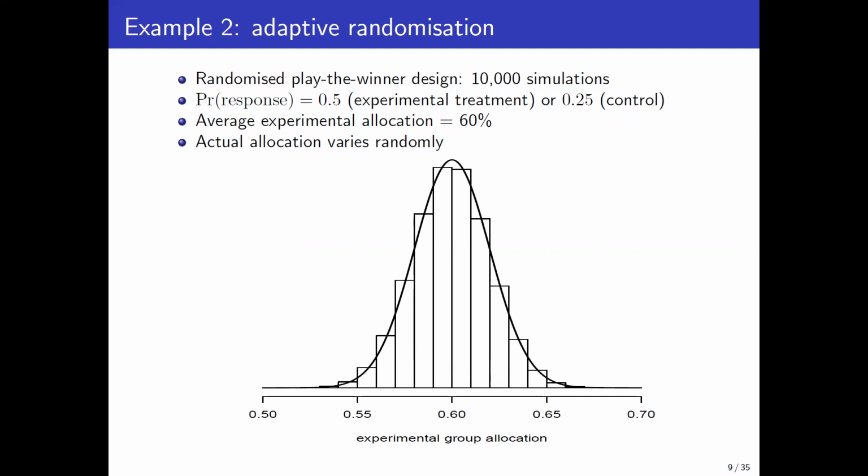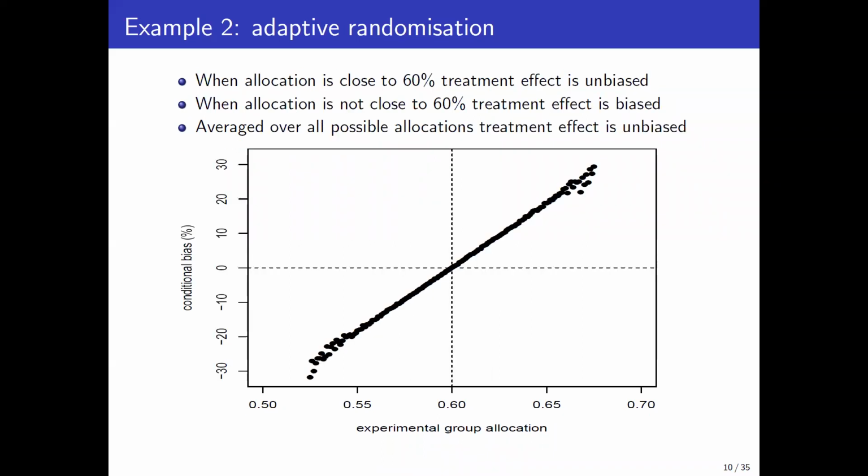That's a theoretical result we won't go into here. But what happens is that in practice, the actual allocation will vary around that 60%. And that's essentially the realisation of our random design. Now, what happens to the treatment effect estimate is that, and here I'm simulating log relative risks, essentially. What we see is that for designs that fall in this typical range around the mean allocation proportion of 60%, we get very little bias.